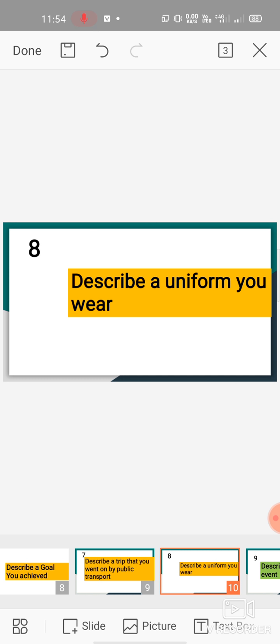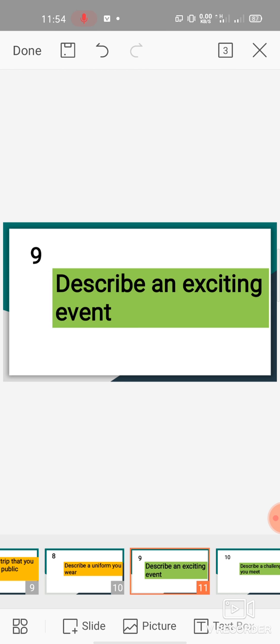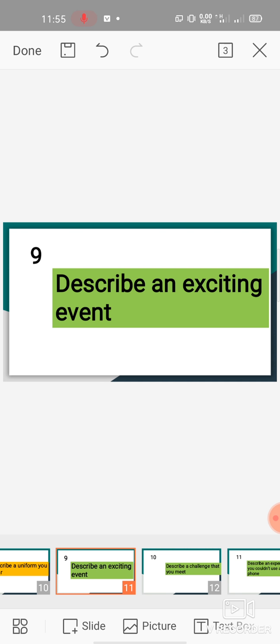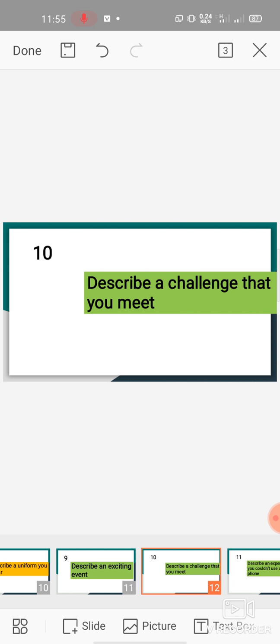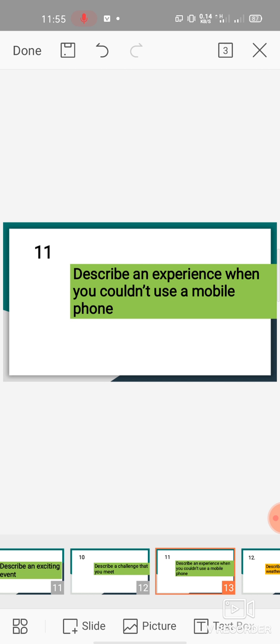Eighth is, describe a uniform you wear. You can describe your uniform that you wear. Next one, ninth, is describe an exciting event that you did. The 10th one is, describe a challenge that you met. The 11th is, describe an experience when you couldn't use a mobile phone.